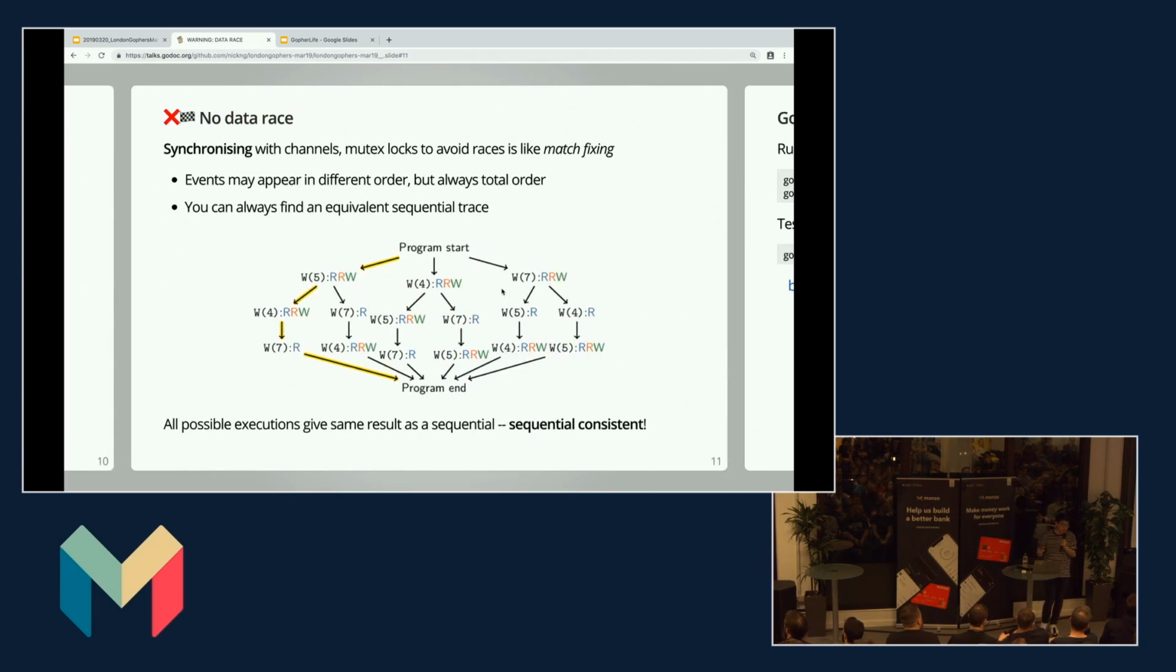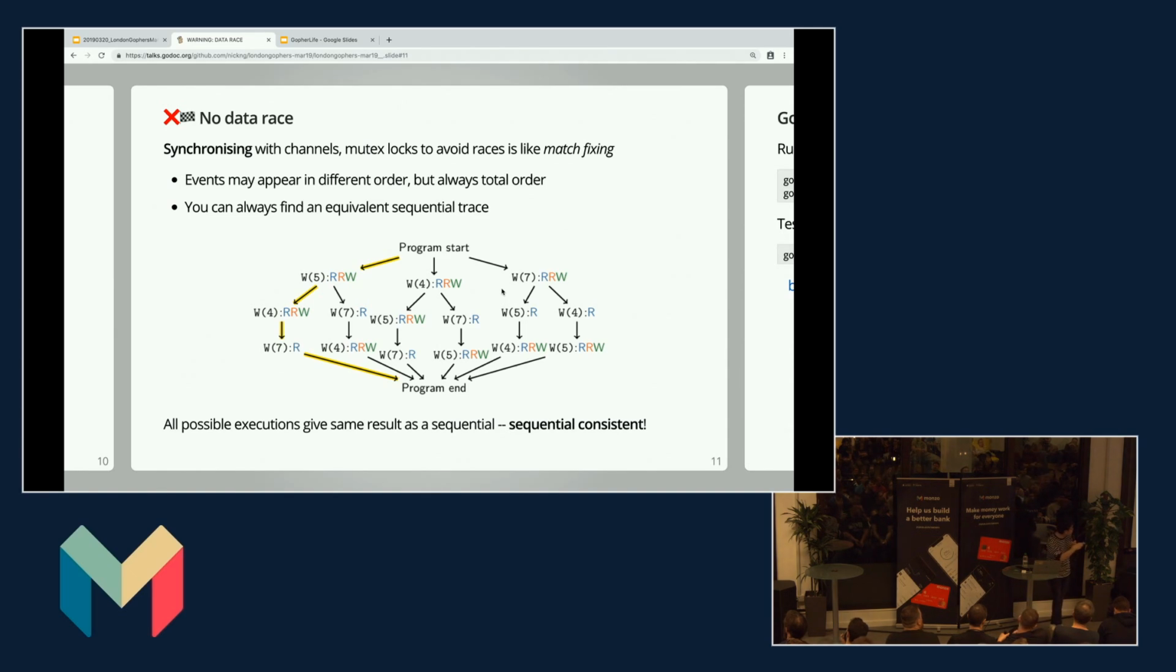So what does no data race look like? If, let's say, I implement the balance differently and I synchronize it with either channels or a mutex lock, it is like going into a race but with match fixing. Even though you're going into a race, the order in which you get to execute is already predetermined when you are scheduled. So this graph is a lot more complicated. The events might appear in a different order, but it's always in total order, which means all the events that happen in one execution are always ordered. There's always one way you can trace back from the program start to the program end.